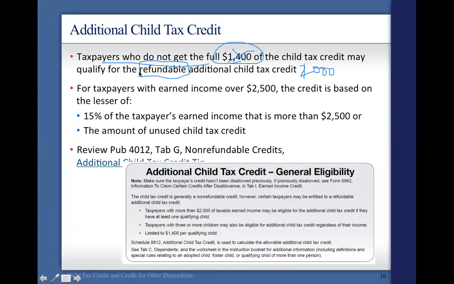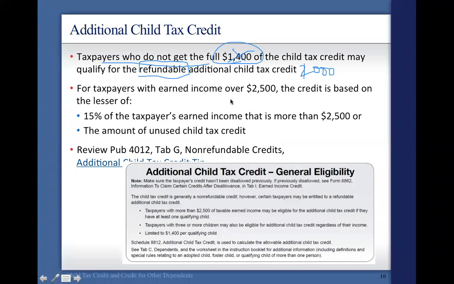They may qualify for this refundable additional child tax credit. So if I'm making notes in my book, I would put at the very top of page G2, child tax credit non-refundable, and at the bottom, on the additional child tax credit amount, I would put refundable. So non-refundable for child tax credit, refundable for additional child tax credit. That's an important part, and it's what makes this credit somewhat confusing.